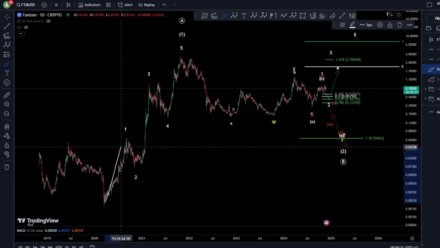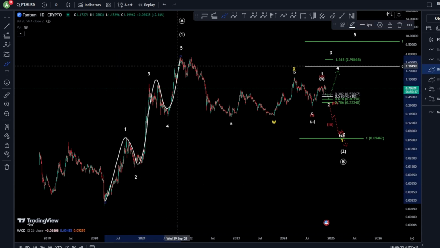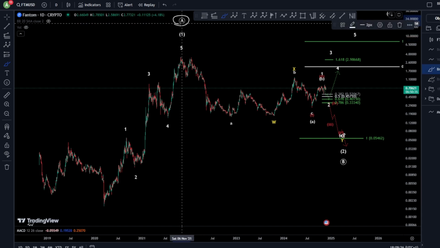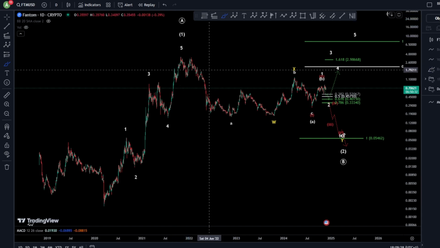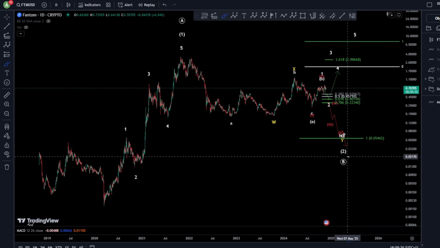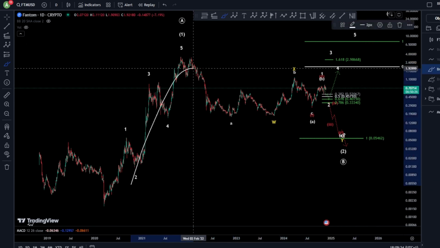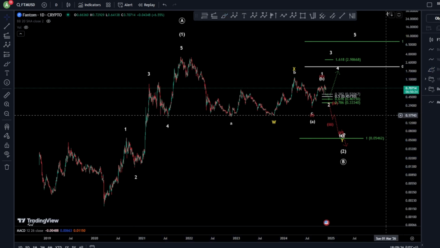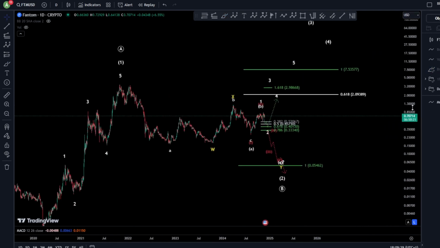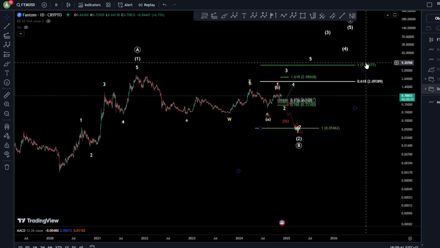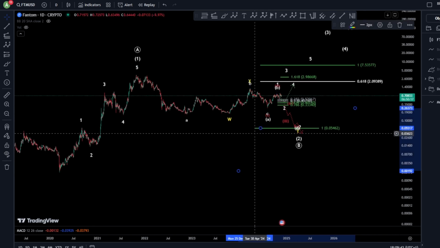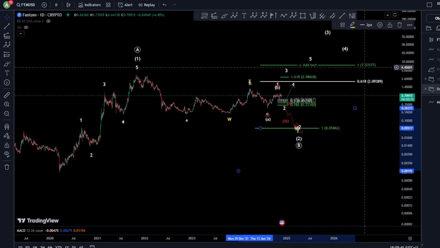Starting on the daily chart here, we are looking at 1, 2, 3, 4, 5, finishing a wave 1 or a wave A. With this wave 1 or wave A, you need of course a wave 2 or a wave B. We are looking therefore for an ABC or a 1, 2, 3, 4 and a 5 of course for higher prices.